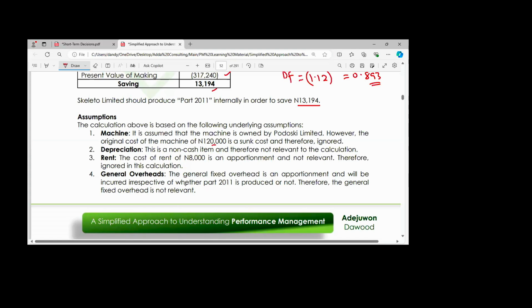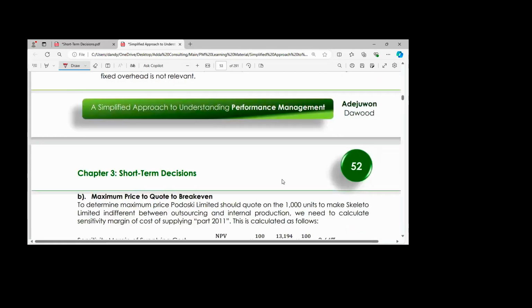We are explaining to the examiner how you got your number and why you ignored some numbers, which is the key thing that I told you when we had relevant costing. Then for the rent, the cost of rent of 8,000 is an apportionment and not relevant, therefore ignore it in this calculation. The general fixed overhead is an apportionment and will be incurred irrespective of whether part 2011 is produced or not. Okay, therefore the general fixed overhead is irrelevant. That's all. You earn your 10 marks.